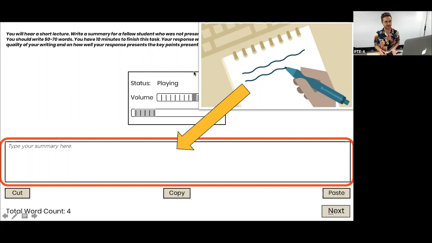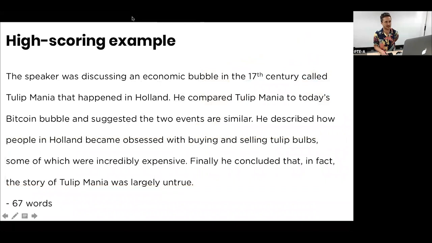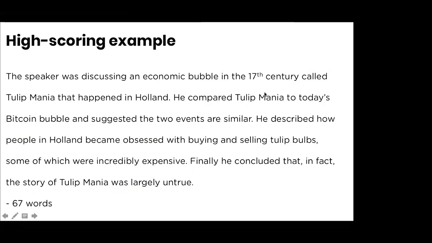Okay, cool. All right, here is a high scoring example. Speaker was discussing an economic bubble in the 17th century called Tulip Mania that happened in Holland. He compared tulip mania to today's Bitcoin bubble and suggested the two events are similar. He described how people in Holland became obsessed with buying and selling tulip bulbs, some of which were incredibly expensive. Finally, he concluded that, in fact, the story of tulip mania was largely untrue. That's a good summary in terms of content, and also in terms of grammar, vocabulary, spelling, and structure.